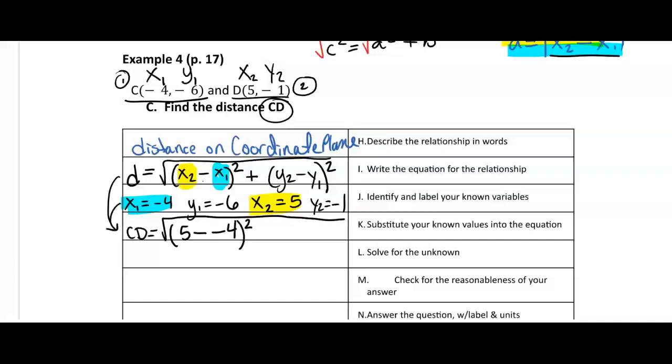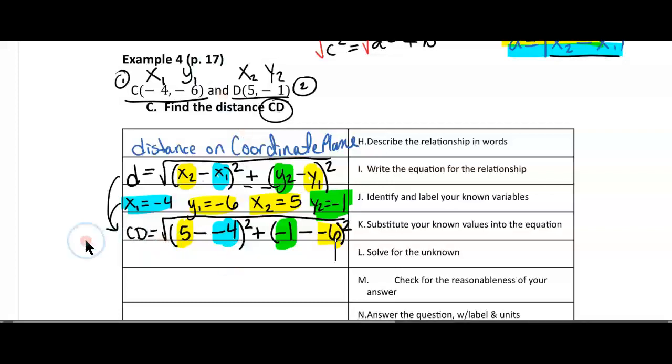So I'll copy this down here. X sub 2 was here. X sub 1 was here. And notice there's a negative in between my x1 coordinate and my x2 coordinate. Plus the quantity, copying down my plus and my parentheses, y sub 2. Y sub 2 is -1 minus y sub 1, which is -6. Quantity squared. That's the other thing that we'll often miss, is squaring.